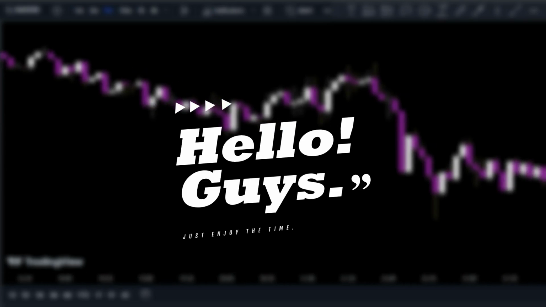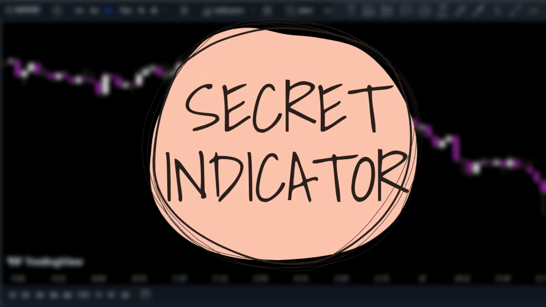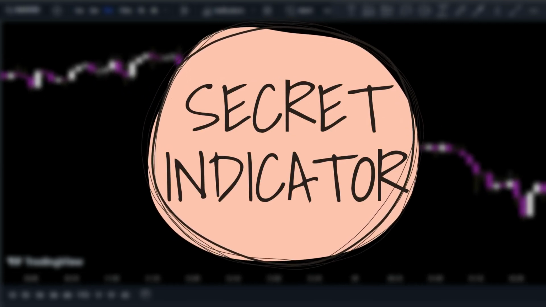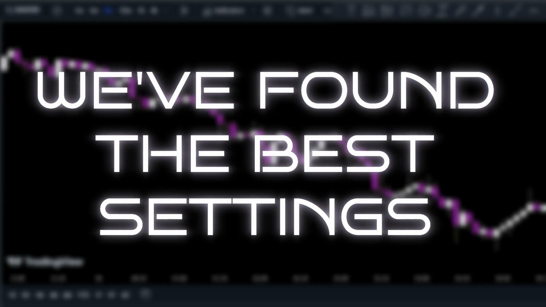Trading has become more accessible than ever thanks to an innovative secret TradingView indicator. This powerful tool has been tested on various charts, and we've identified the best settings to create a profitable trading strategy for traders of all experience levels.